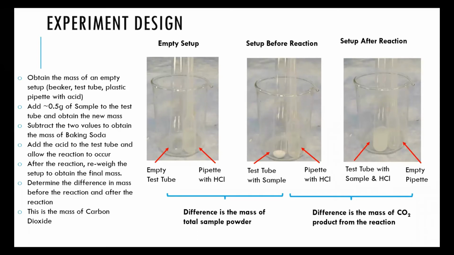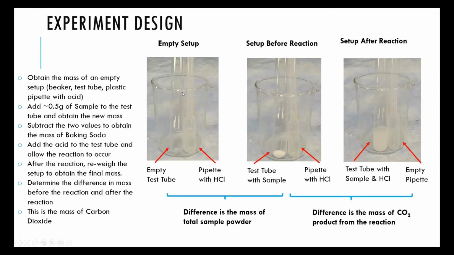In lab, you're going to be determining the percent carbonate of these different components in the same experimental design throughout the lab. First, you're going to be obtaining an empty beaker as well as an empty test tube and a disposable plastic pipette that's filled with 6 molar hydrochloric acid, and you're going to obtain the mass on an analytical balance of this entire setup.